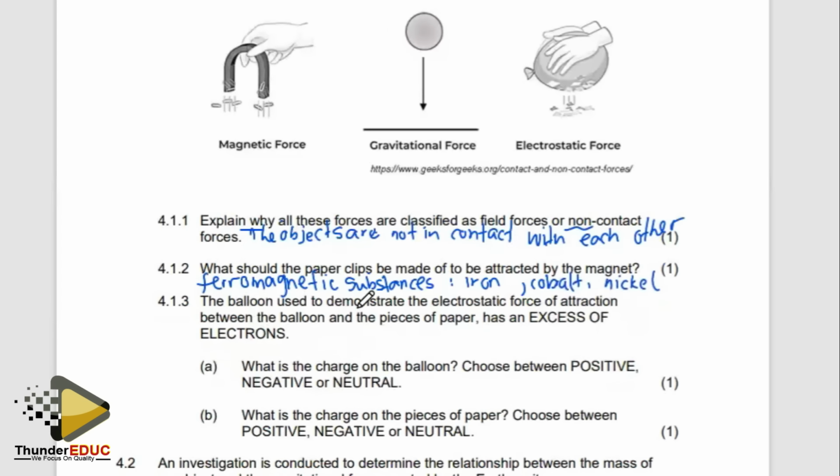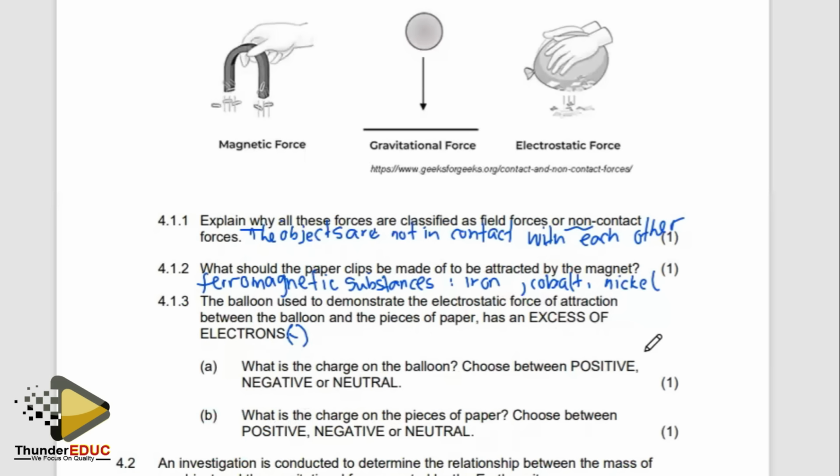The balloon used to demonstrate the electrostatic force of attraction between the balloons and the pieces of paper has excess of electrons. Before you move on to the question, you remind yourself that electrons are negatively charged. Then you move on to answering 4.13. A. What is the charge on the balloon? Choose between positive, negative, or neutral. It has an excess of electrons, and remember, electrons are negatively charged.